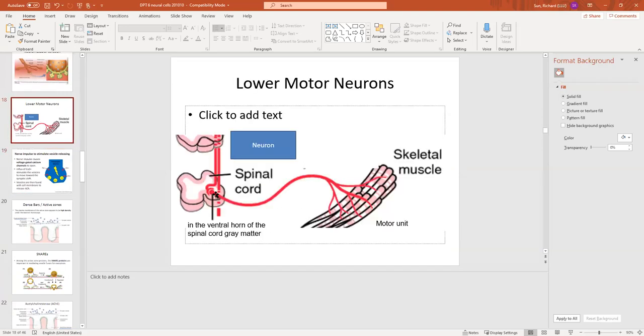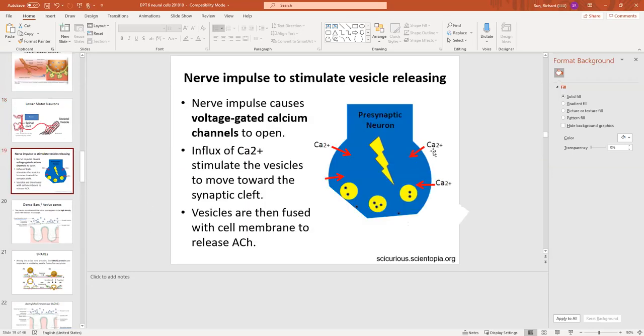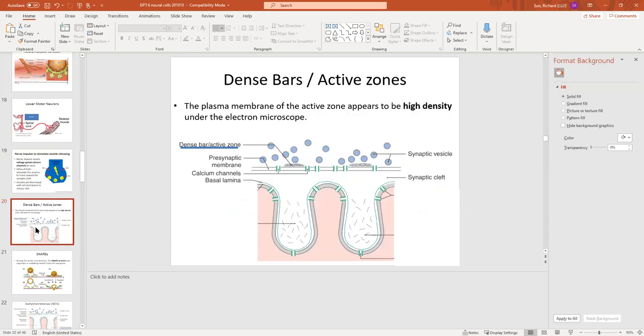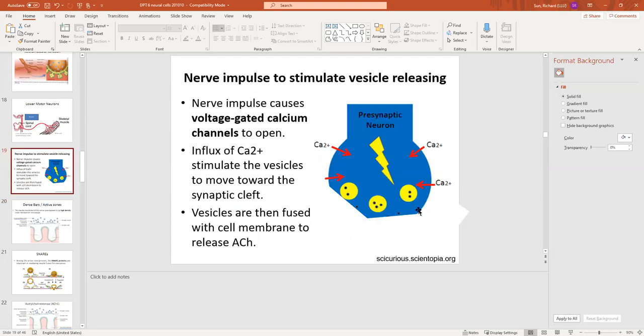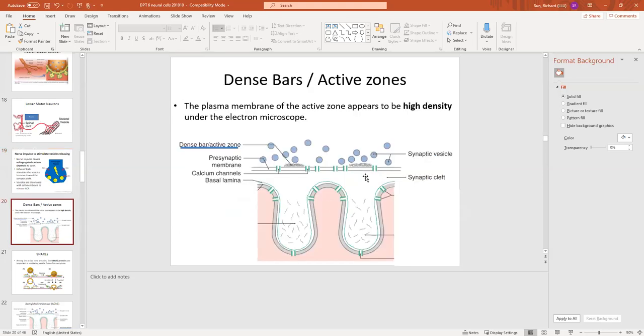The action potential travels down to the axon terminal. It will open up a calcium channel to mobilize this vesicle. Then this vesicle will reach the membrane. In the membrane, there is a region called the active zone or dense bar.